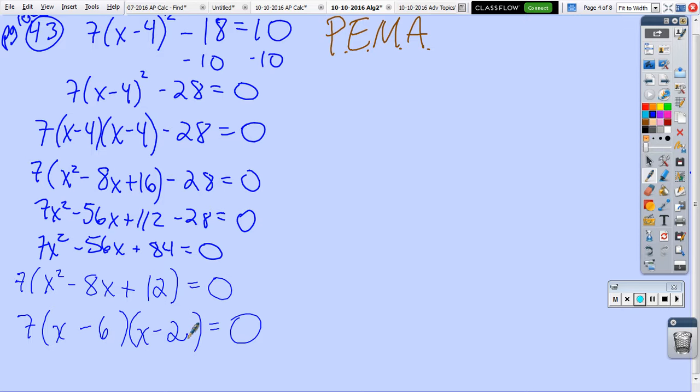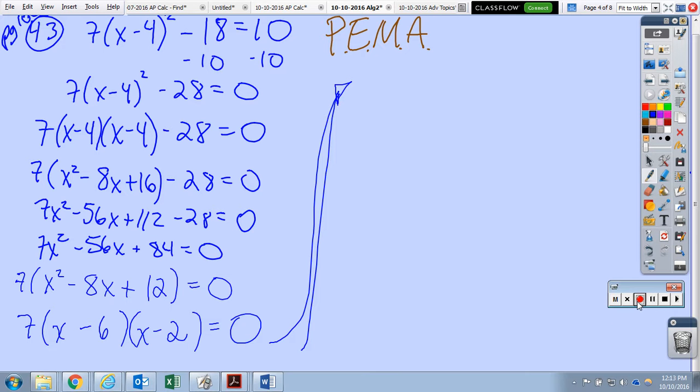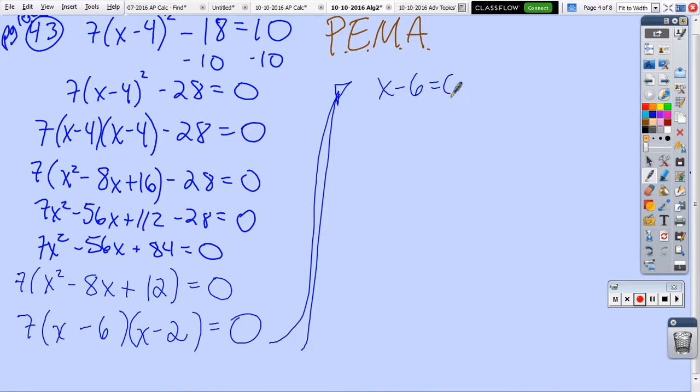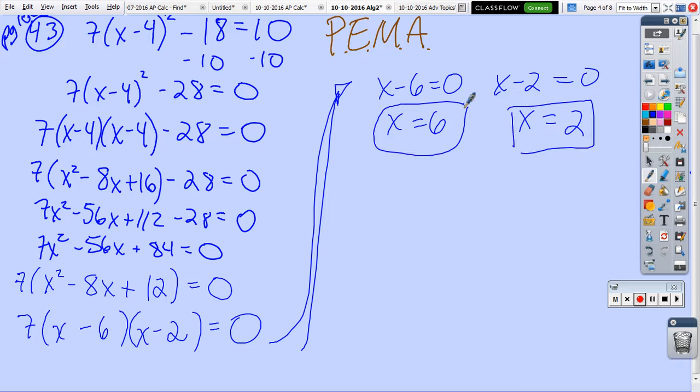So now we can say x minus 6 could equal 0, or x minus 2 could equal 0. Adding 6 to each side, x could equal 6. Adding 2 to each side, x could equal 2. And those would be your two solutions.